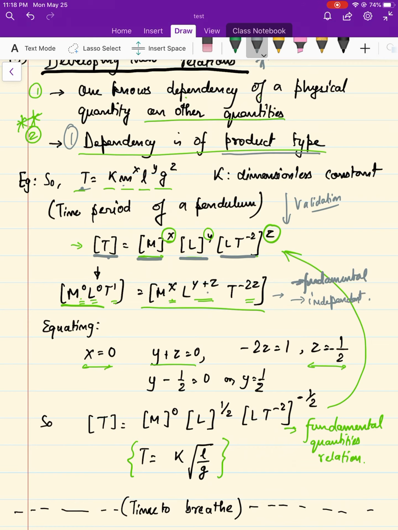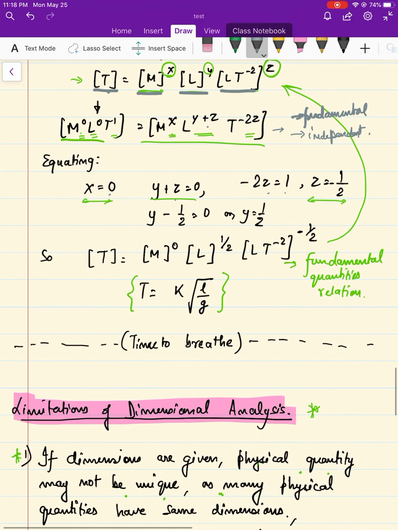So essentially what we have is, let's say I compare x on both sides, and x is equal to 0, y plus z is equal to 0, and then minus 2z is equal to 1, so z is equal to minus half. So that way you establish the relation, and then finally you have the time period, and that is equal to this expression that you have. You see that it does not depend on m, but that came about as a consequence of the calculation that you did so far.